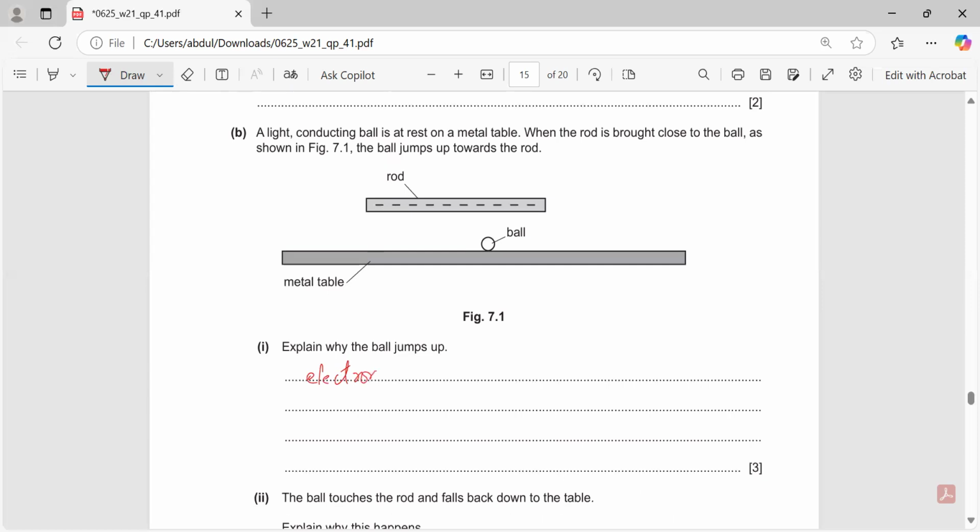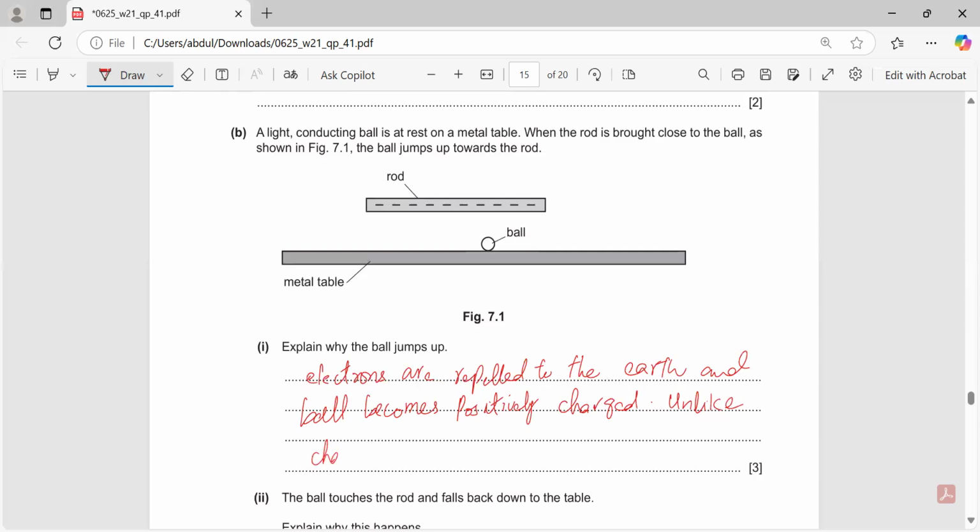Electrons are repelled to the earth and ball becomes positively charged. So rod is negatively charged. We know, unlike charges attract.